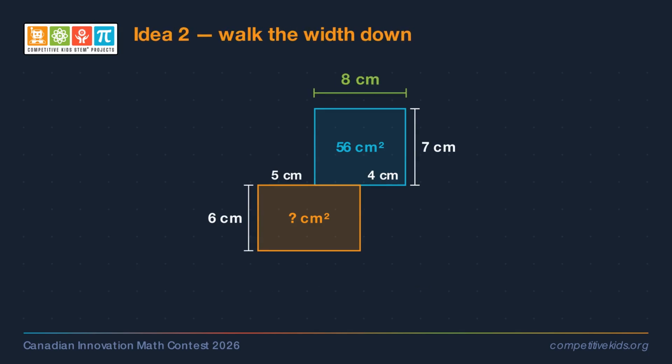Now walk that 8 centimeters down. The shaded rectangle sticks out 5 extra centimeters on the left, so we add 5. The shaded rectangle is 4 centimeters short on the right, so we subtract 4. 8 plus 5 minus 4 equals 9 centimeters. That is the shaded width.